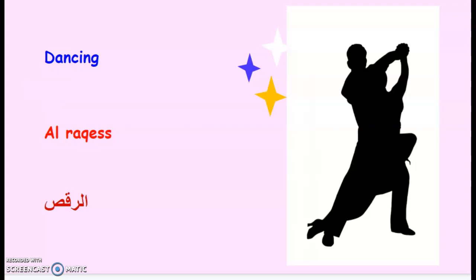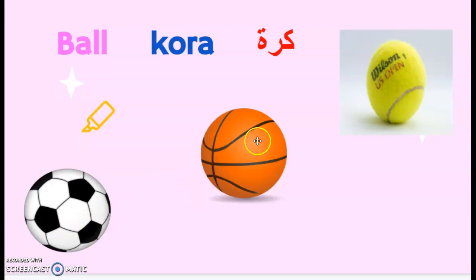I have here another one. This is the soccer ball, the kura, another kura, and another kura. This kura is for kurat al-qadam. This kura is for kurat al-salla. And this kura is for kurat al-madrib. All right? Let's look again at the other sports.